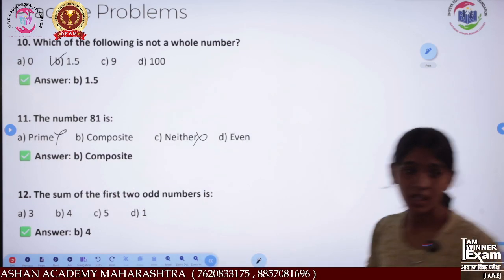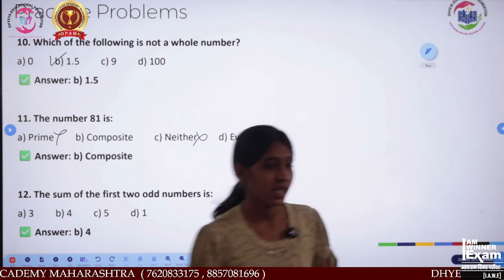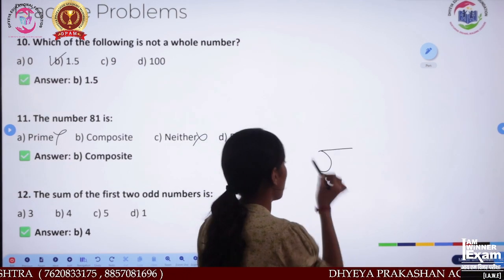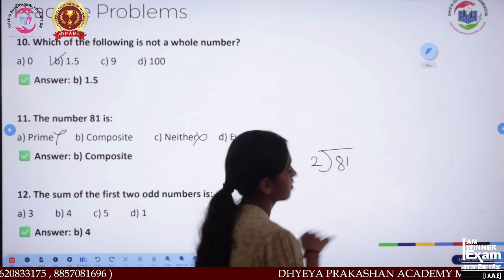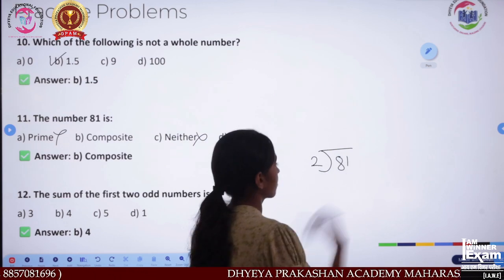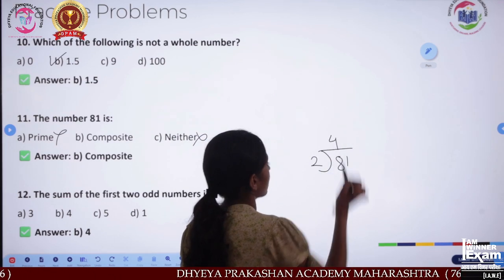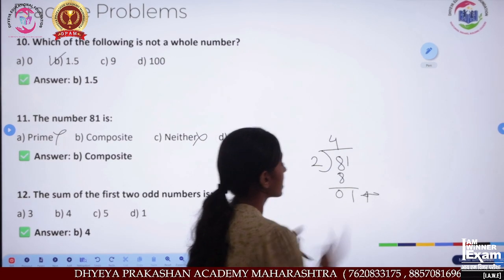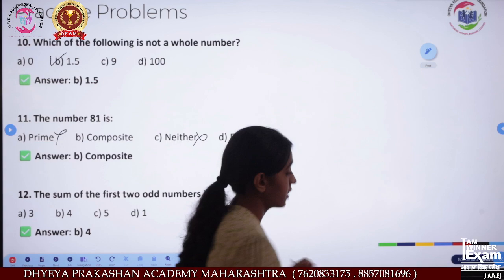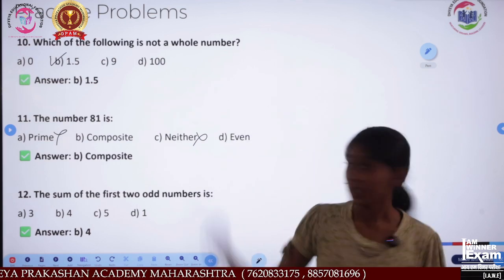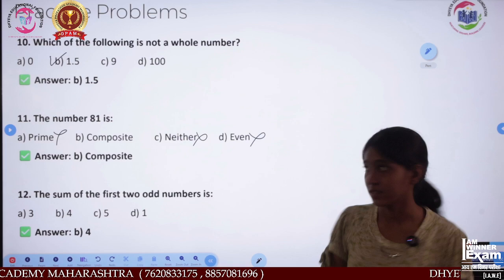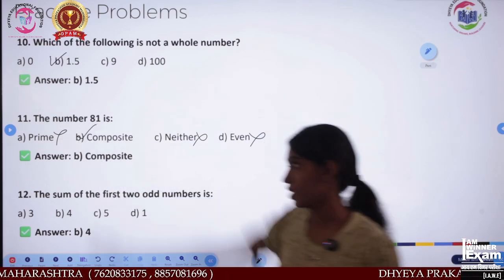Even. Is it an even number? It ends with 1, which means it is not an even number. Still, we will do division for cross verification. 2 4s are 8. Remainder is 1. That means it is an odd number. It is not an even number. Then option D is incorrect, and it has more than 2 factors. That means it is a composite number.